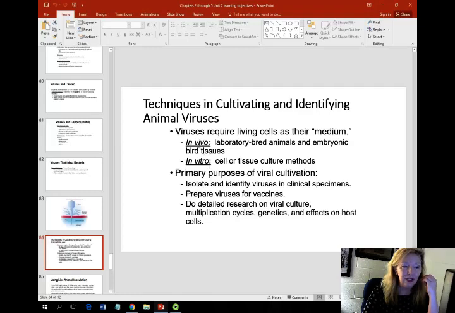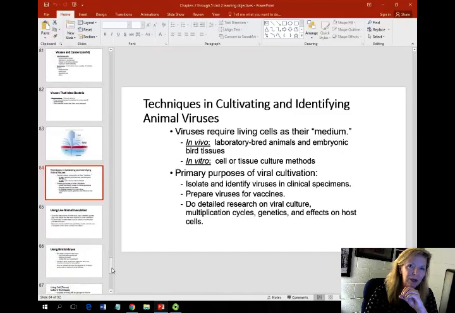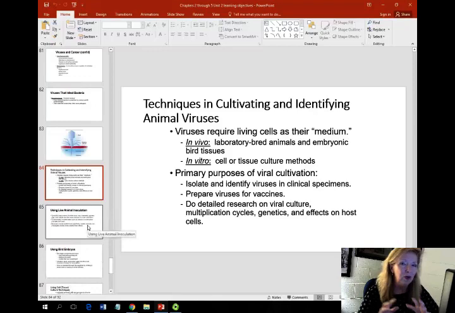We understand that viruses require living cells. So in vivo means that it's living inside of something that's a living organism. In vitro means it's in cells, but you still have to keep the cells alive even in a test tube. So these are the ways that we can culture viruses. They're very expensive, so a lot of times we don't do that. We use signs and symptoms to get to the diagnosis.